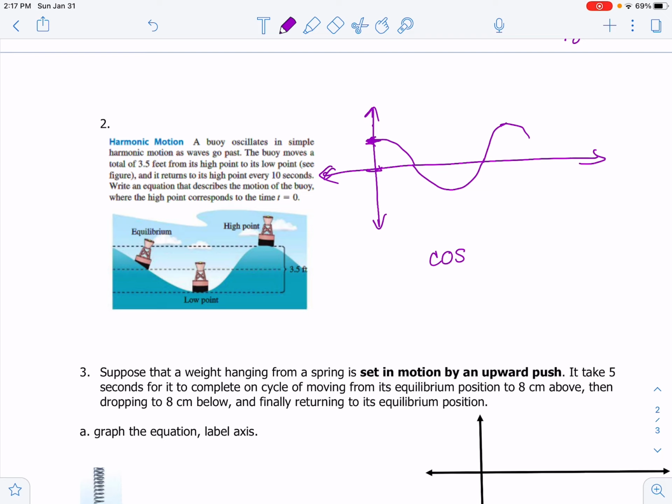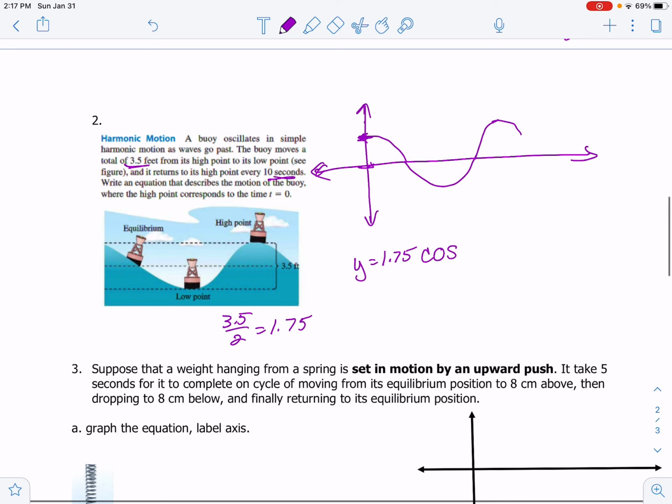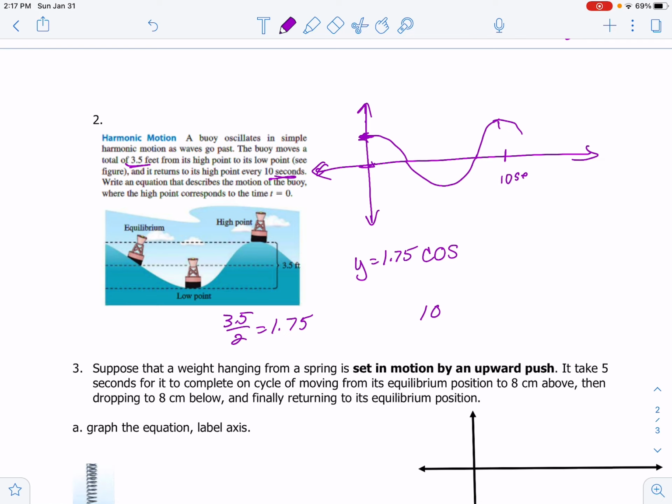My amplitude, they told me it's a total of 3.5. So 3.5 divided by 2 is 1.75. So y equals 1.75. The period they say is 10 seconds, but we need to find b. So basically this is 10 seconds. Okay, this is 5. This is 2.5. So 10 equals 2 pi divided by b. So b is equal to 2 pi divided by 10, which is pi over 5. So you get pi over 5 times t. And there's no displacement. So there you go. Perfect.